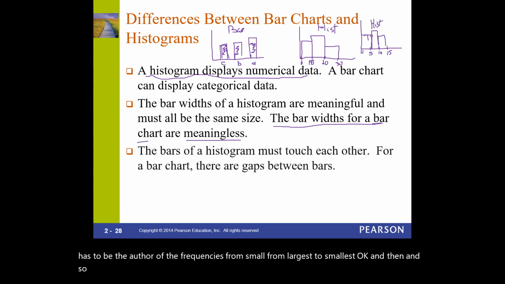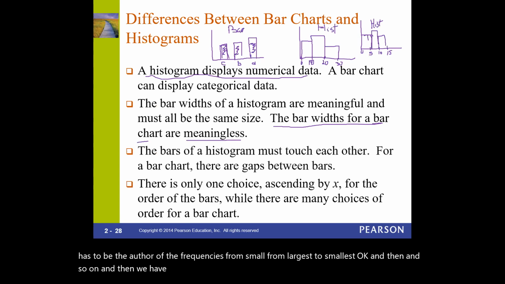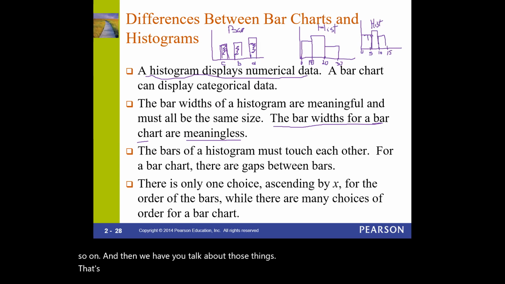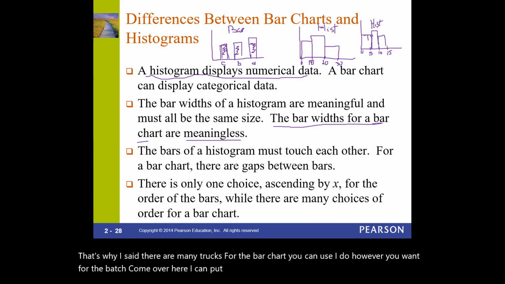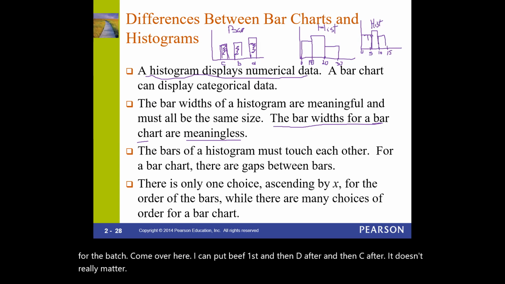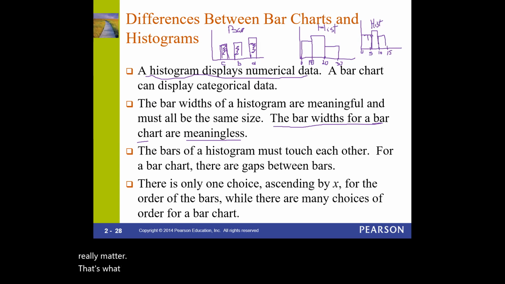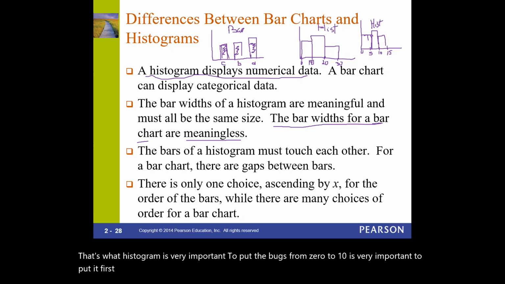We talk about those things here. That's why I said there are many choices for the bar chart. You can do however you want. For the bar graph over here, I can put B first and then D after and then C after. It doesn't really matter. But for the histogram, it's very important to put the bars from 0 to 10 first. Okay, that's very important. Any questions so far?